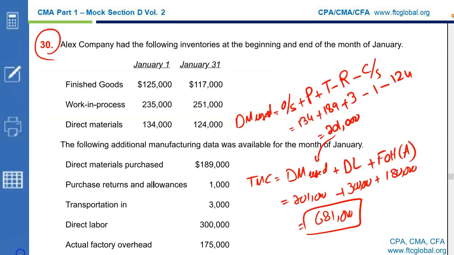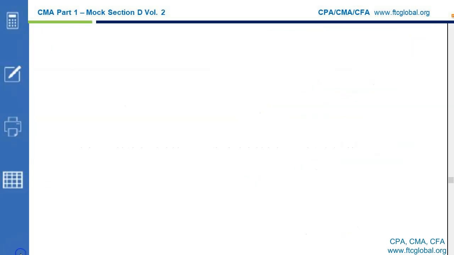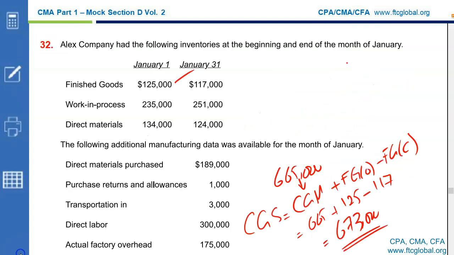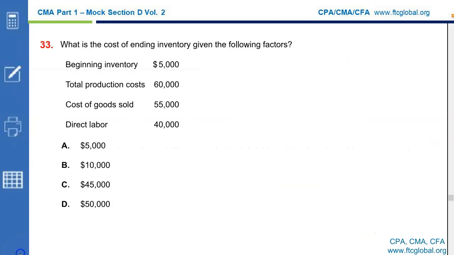29 done just now. 30 already done, 31 done, 32 done. Now we have question 33. What is the cost of ending inventory given the following factors?